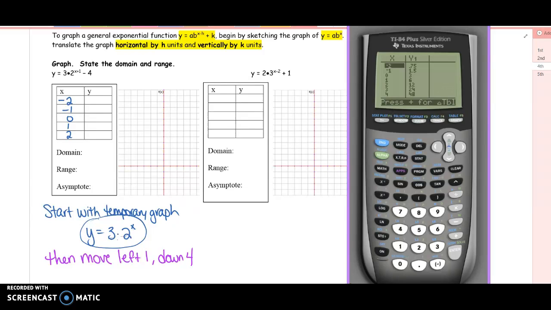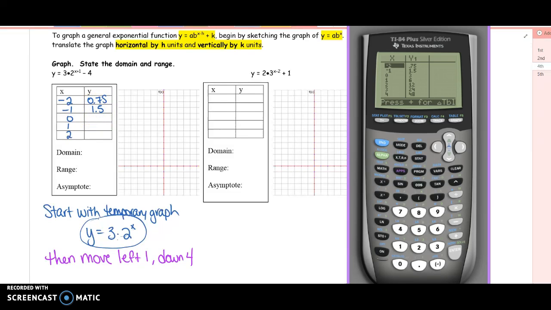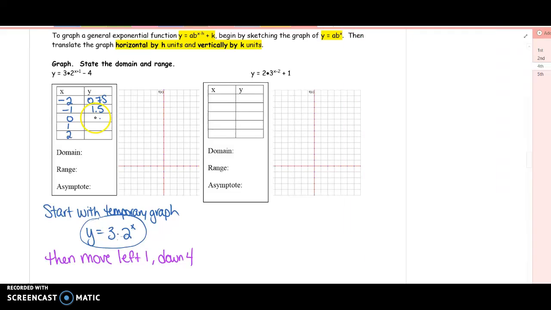This tells me that if I plug -2 into this function, I will get 0.75 as my y value. If I plug in -1, I will get 1.5, and so on. So record these values into your table. -2, 0.75, -1, 1.5, 0, 3, 1, 6, 2, 12.